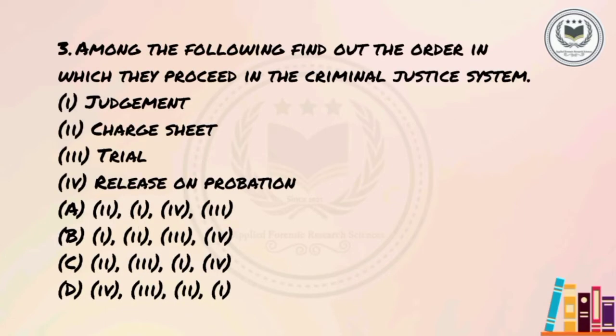Next MCQ, third: among the following, find out the order in which they proceed in the criminal justice system. First, judgment; second, charge sheet; third, trial; and fourth, release on probation.